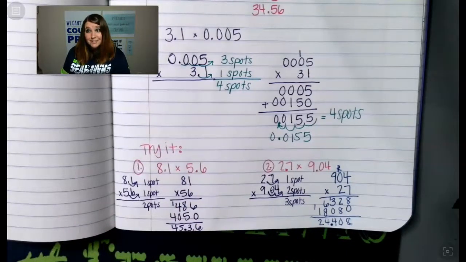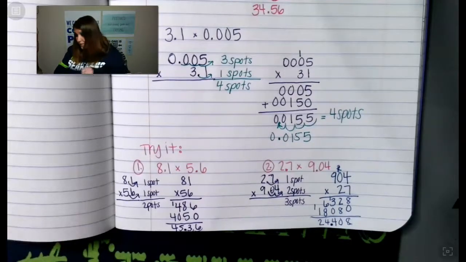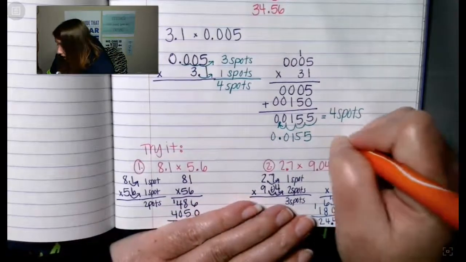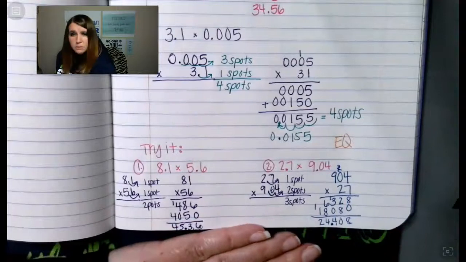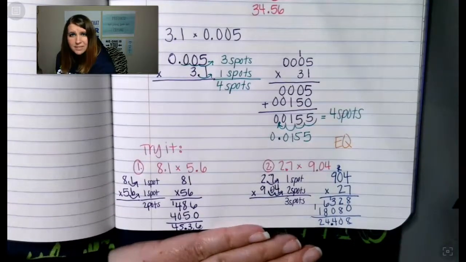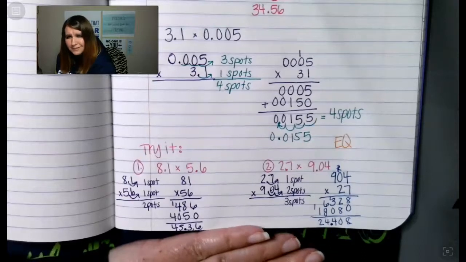How did you do? All right, you guys, it is time to answer your essential question off to the side. Why do we move the decimal point when we're multiplying decimals? Why? Why do we do that? What's the point of that? Get it? Decimal point? What's the point?